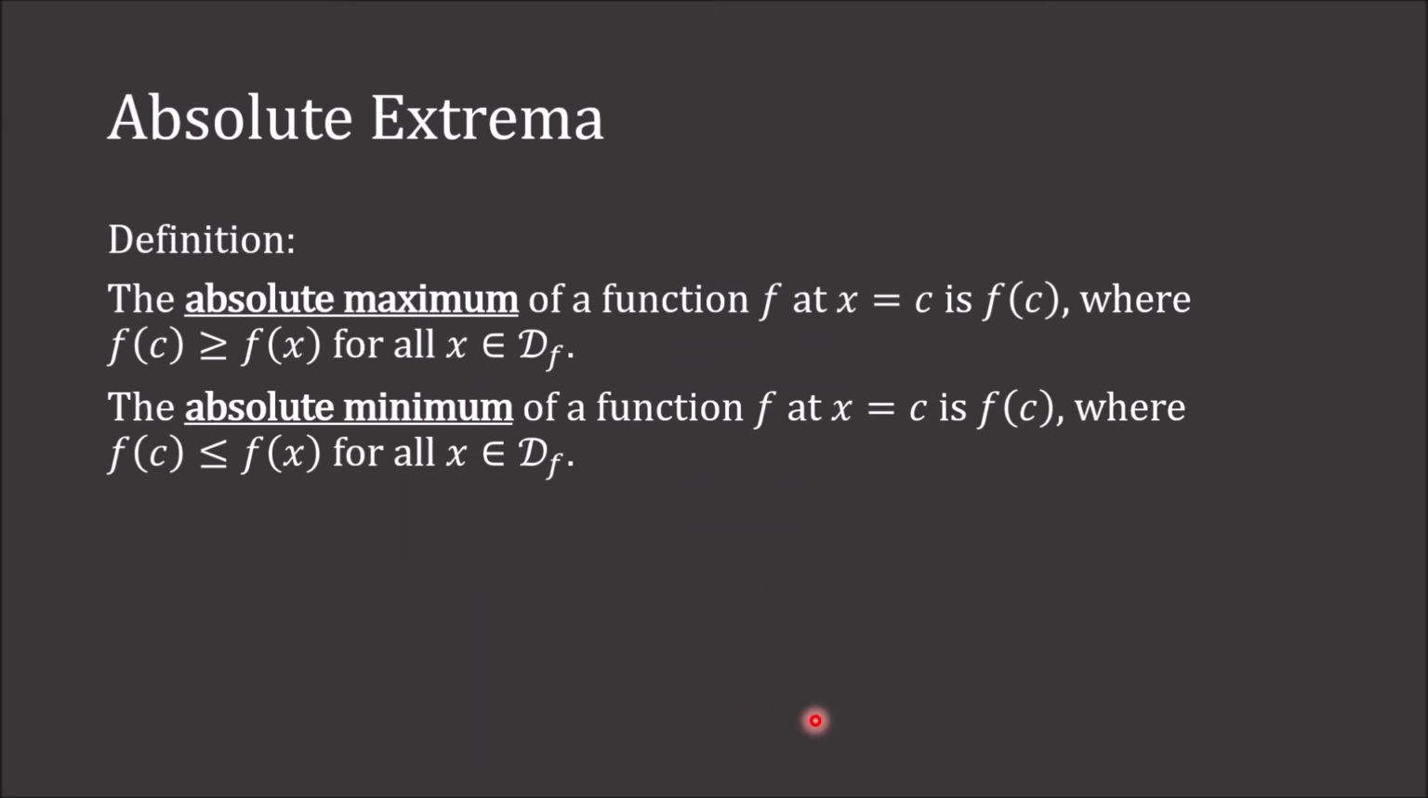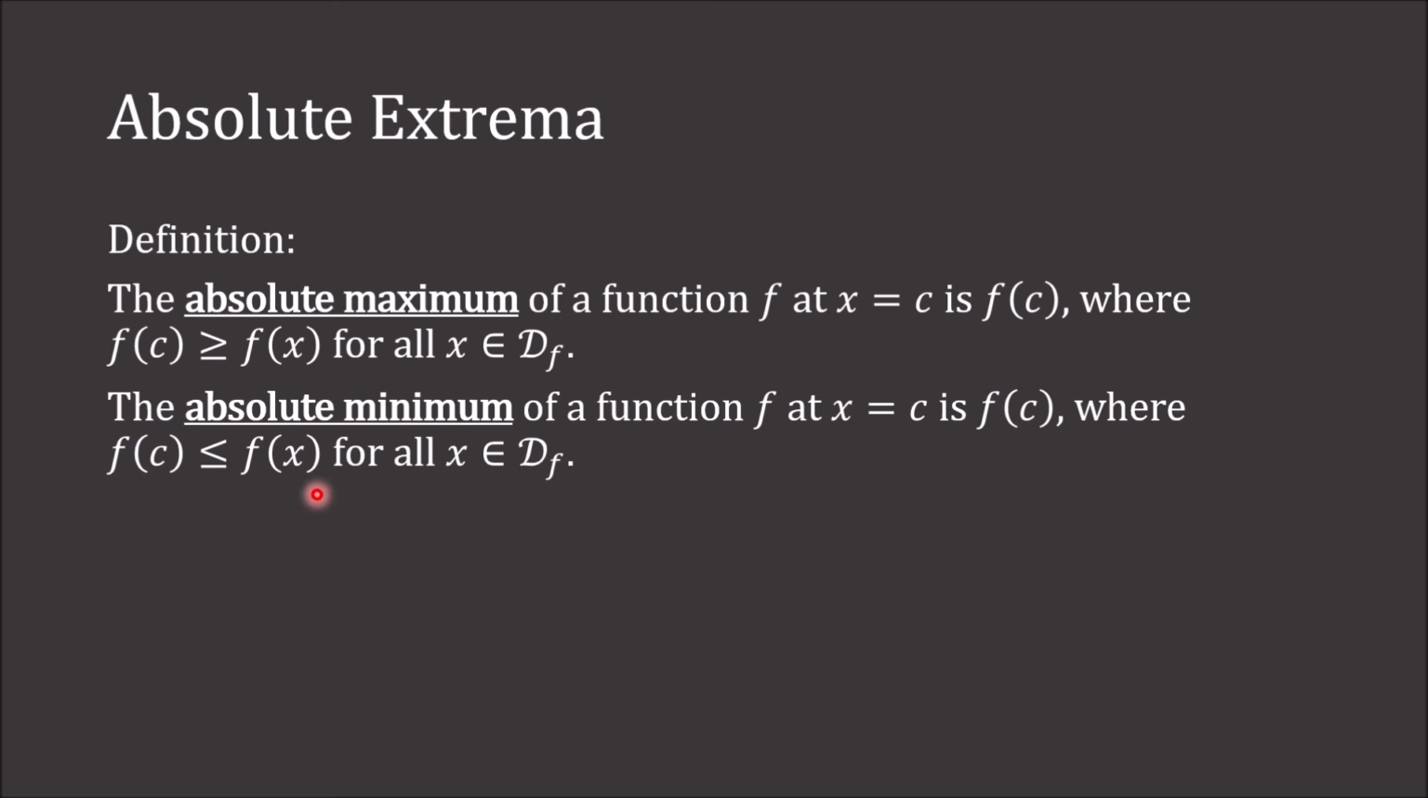We conclude by looking at what an absolute extrema is. So the absolute maximum of a function at x equals c is f of c, where f of c is greater than or equal to f of x for all x in the domain of f. Likewise, for the minimum, f of c is a minimum where f of c is less than or equal to f of x for all x in the domain of f. So contrast this to the local.